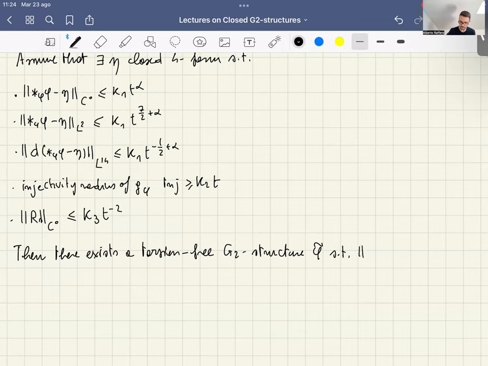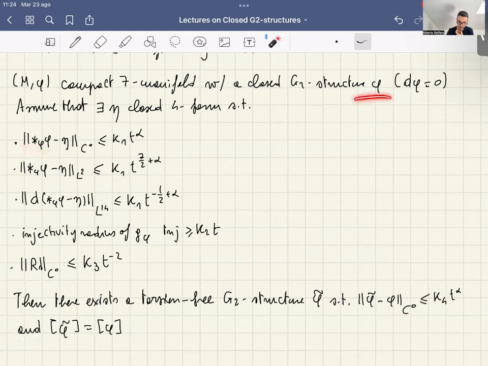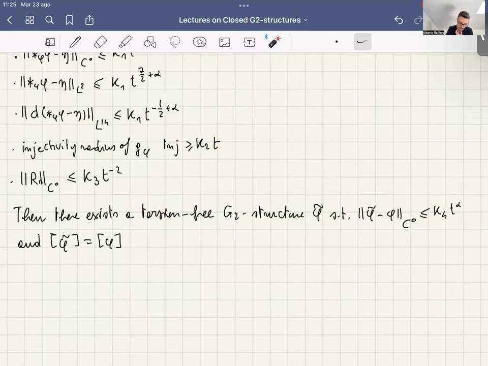such that it is C0 close to the closed G2 structure we have at the beginning, that is, less than or equal to K4 times T to the power of alpha. And it belongs to the same cohomology class, so the cohomology class of phi twiddle is the same as phi. All the norms here are computed using the metric induced by phi. So what this theorem is telling you is that if you have a compact seven-manifold with a closed G2 structure which is, in some sense, almost co-closed, since all of these conditions tell you that the four-form star phi is close to a closed four-form, then you can perturb your closed G2 structure in order to obtain a torsion-free one in the same cohomology class as the closed G2 structure phi.